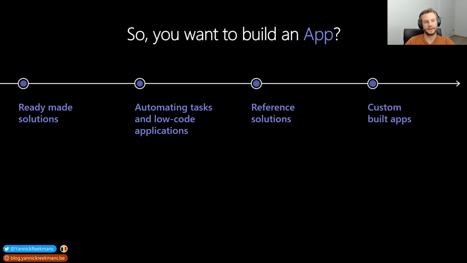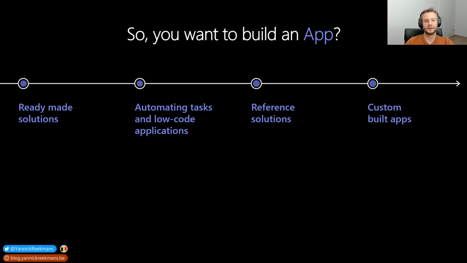So, you want to build an app. There are four ways of building an application in Microsoft Teams. First of all are the ready-made solutions. Those are made available in the Teams store. You can just go into the Teams store in your Teams client, select an application, install it, and start using it. Second category of applications in Microsoft Teams are those applications that you build with the Power Platform. So you can automate tasks and low-code applications by using Power Automate or Power Apps and even sometimes Power Virtual Agents if you need to build a bot.